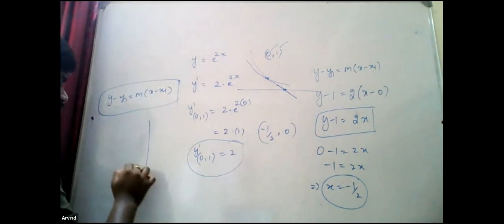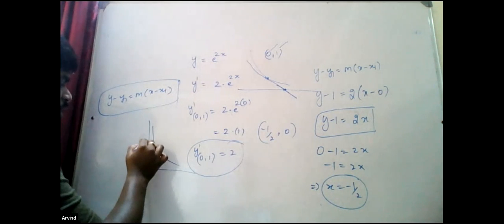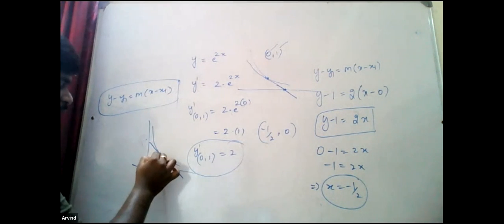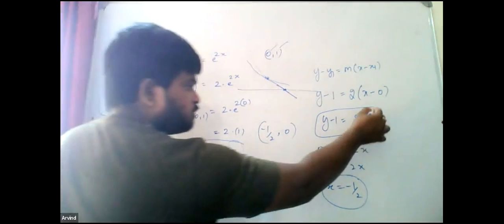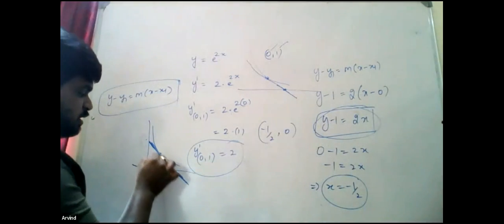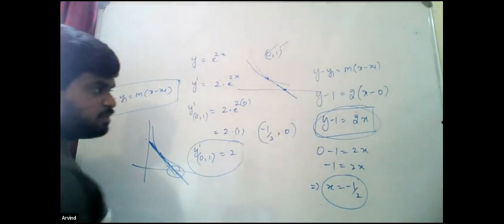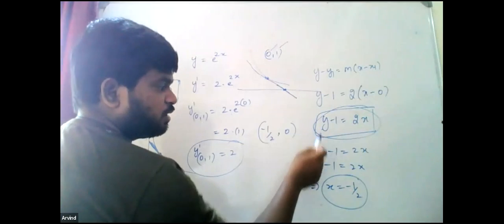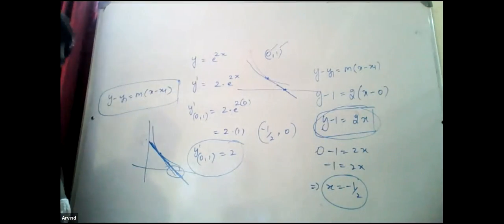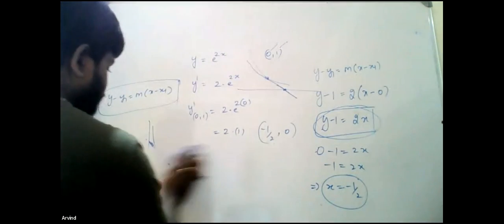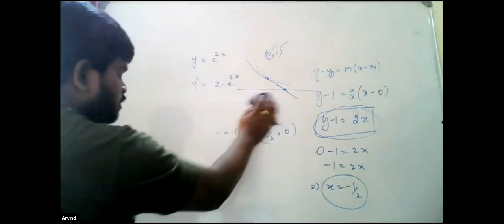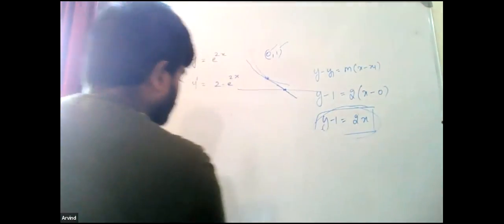So e to the power 2x gives you a curve. When we draw the tangent, it passes through the x-axis. We found the equation of this tangent, and since it passes through the x-axis, y is 0. Using that condition, we got the value of x: x is minus 1 by 2. I hope it's clear. Therefore, the point is (minus 1 by 2, 0). So let's go to the next one.